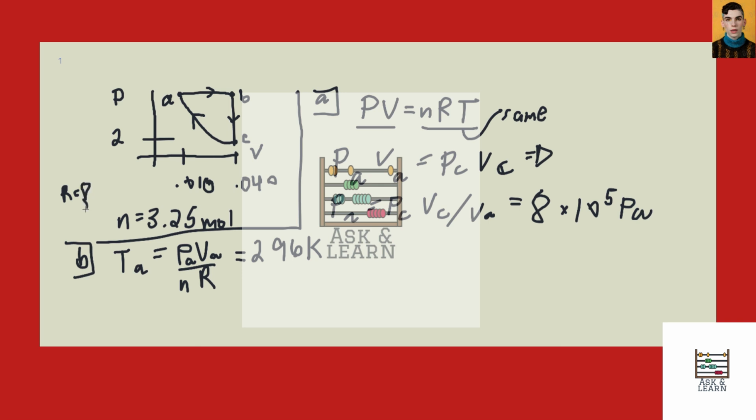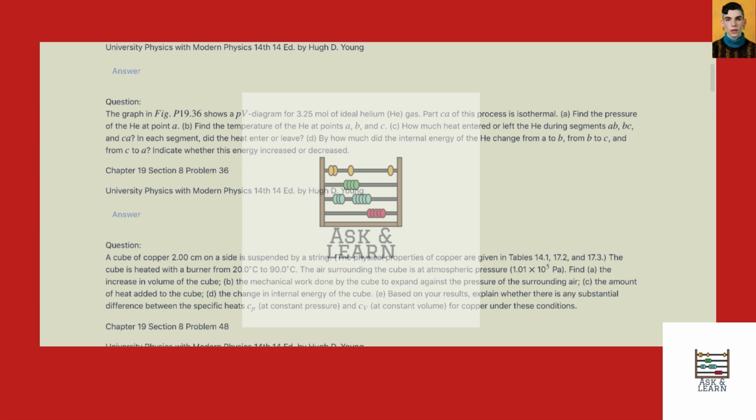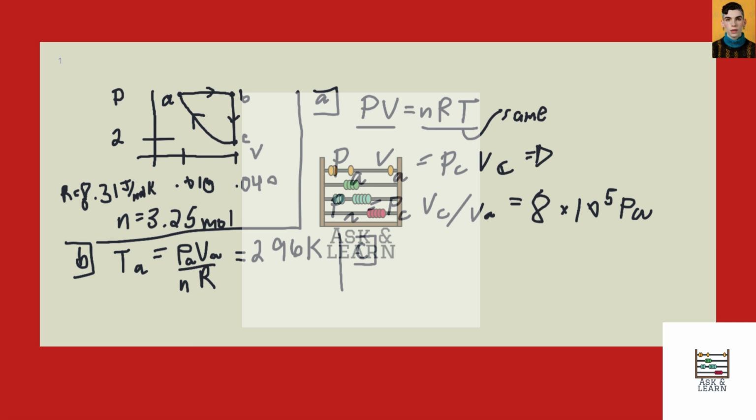I guess I can write that: R equals 8.31 joules per mole Kelvin. Great. C, what is asked for in C? How much heat entered or left during all the segments? Oh, oops, I didn't finish finding the temperatures. So TA is that, and that's equal to TC. TC equals TA, of course, because it's an isothermal change.